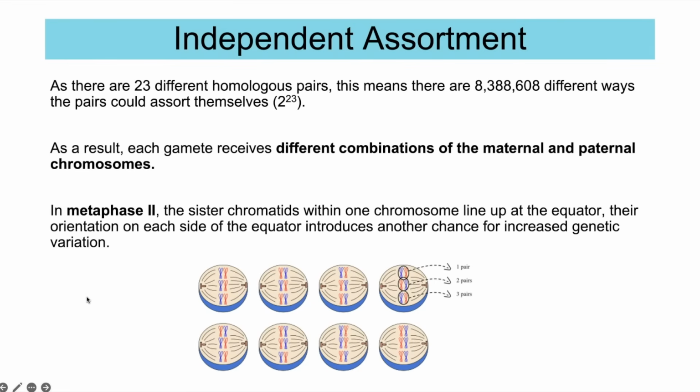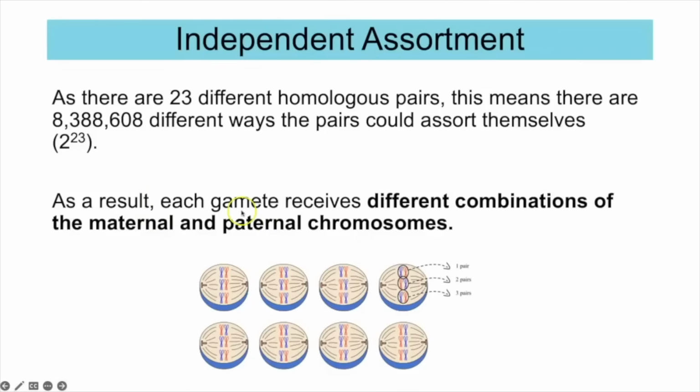Now in metaphase 2, the sister chromatids within one chromosome also are lining up at the equator, and their orientation on each side of the equator introduces another chance for increased genetic variation. And as a result, each gamete receives different combinations of the maternal and paternal chromosomes.